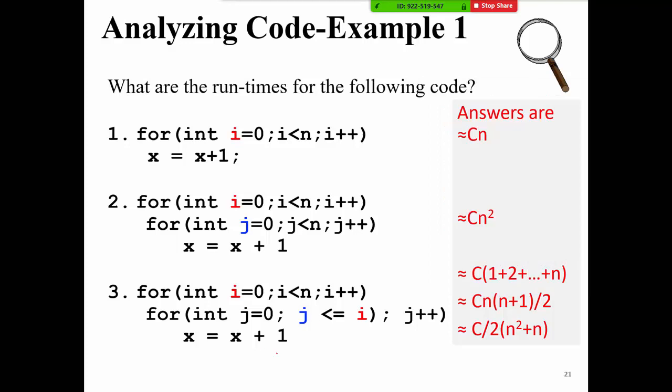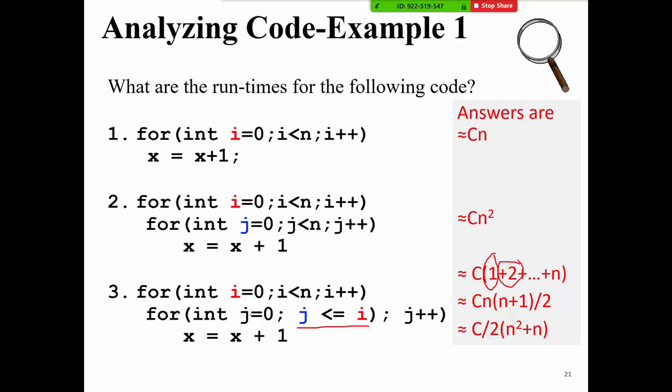The last one is about inner loops. Here the condition for the inner loop is j less than or equal to i. So if the outer loop i is equal to 0, j will start from 0 and end at j less than or equal to 0. So the inner loop will be executed only once. Now if i is equal to 1, j will start from 0 and go up to less than or equal to 1, so the inner loop will be executed 2 times. The same thing, if i is equal to 2, the inner loop will be executed 3 times.